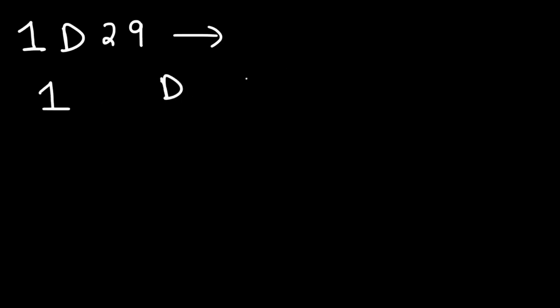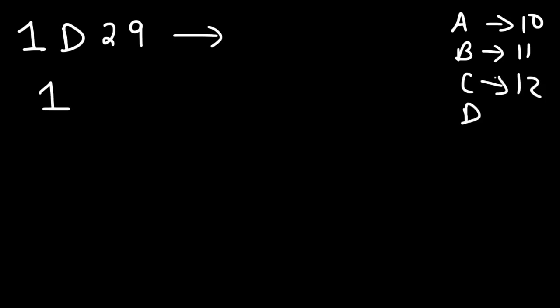Now let's work on one more example. So let's say we have the hexadecimal number 29D, and let's convert that to a binary number. Feel free to try. So let's separate numbers and letters. Now we said that A is 10, B is 11, C is 12, and D is 13. So let's replace D with 13.